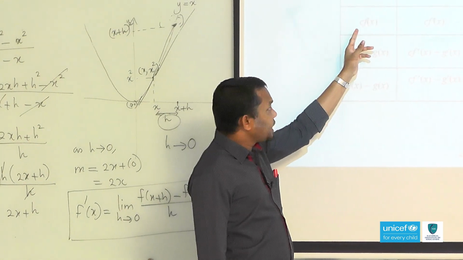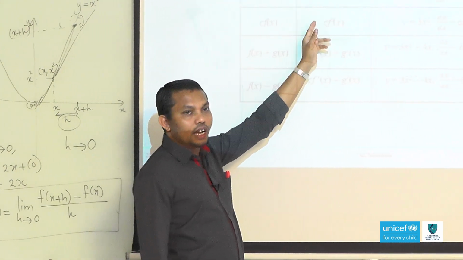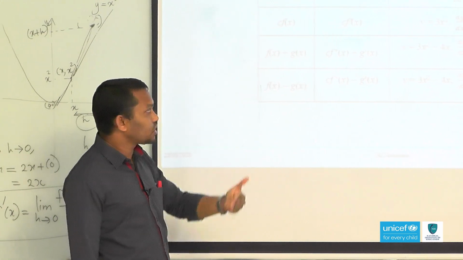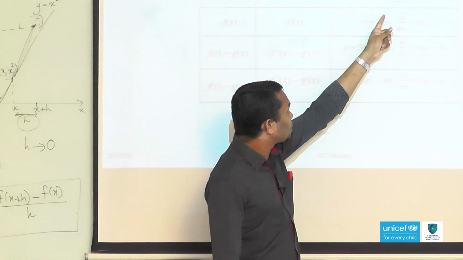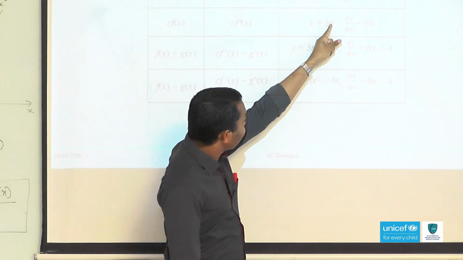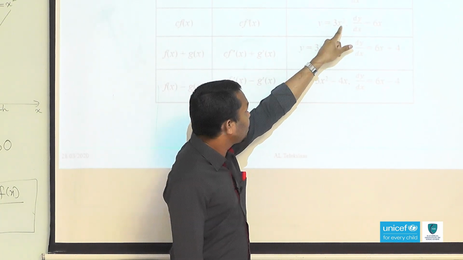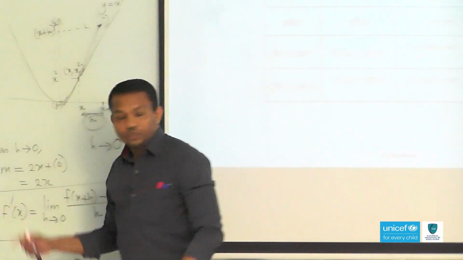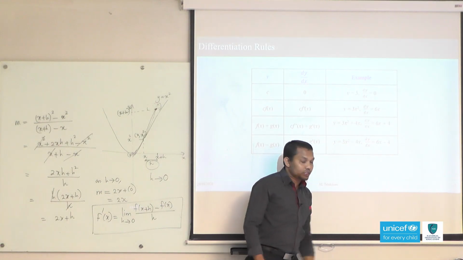When we have a constant times a function, the derivative is simply the constant times the derivative of the function. An example is y equals 3x squared. Here x squared is a power function, one of the examples that I have been using. I multiplied that x squared by 3, a constant number. So, the derivative is 3 times the derivative of x squared. The derivative of x squared is 2x. So, 3 times 2x gives you 6x.